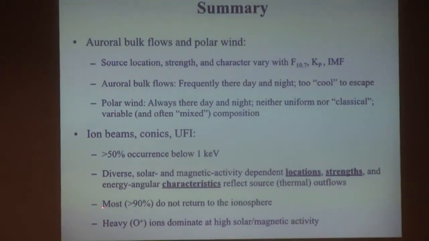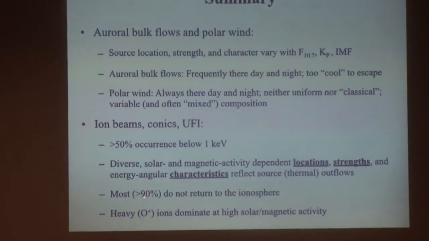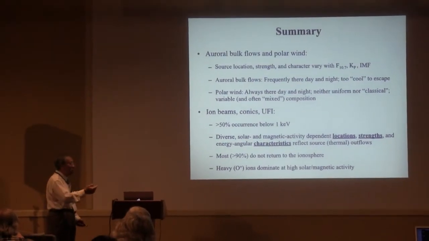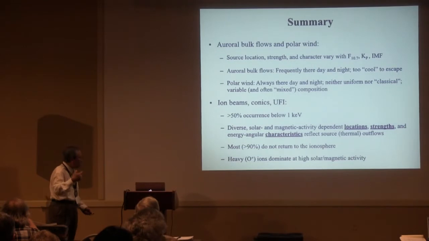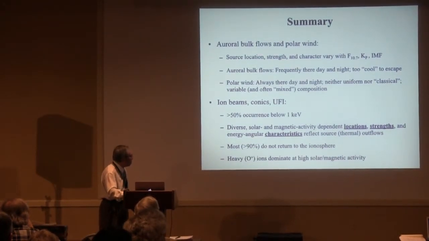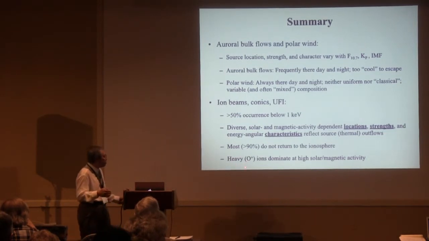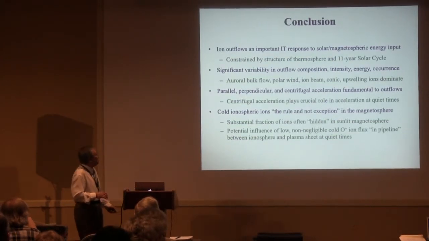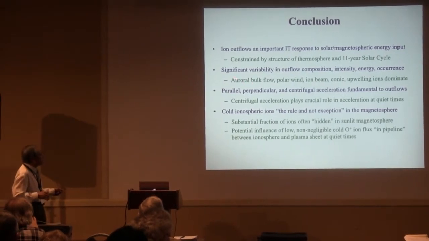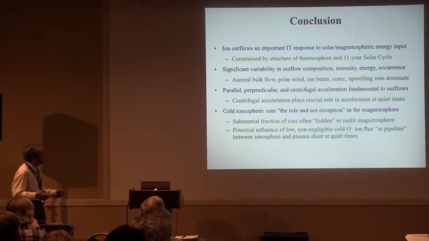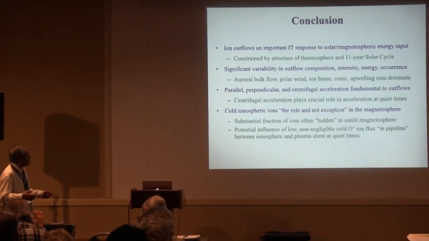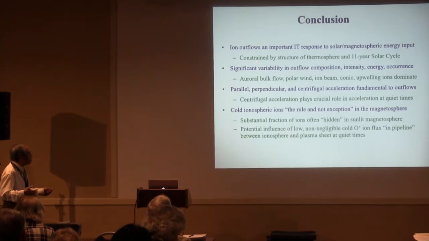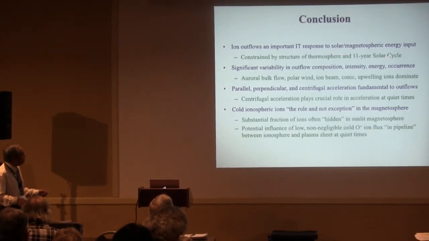The one interesting aspect is that even though we try to look very hard for the return population, most of them actually do not return to the ionosphere, but rather remain in the magnetosphere, circulate around the magnetosphere, and presumably eventually escape from the magnetosphere. And certainly the heavy oxygen ion component dominates at times of high solar magnetic activity. Overall, I think the take-home message is that ion outflows do constitute an important response of the ionosphere-thermosphere to the solar and magnetospheric energy input, and the overall population is constrained by the structure of the thermosphere and by the 11-year solar cycle.